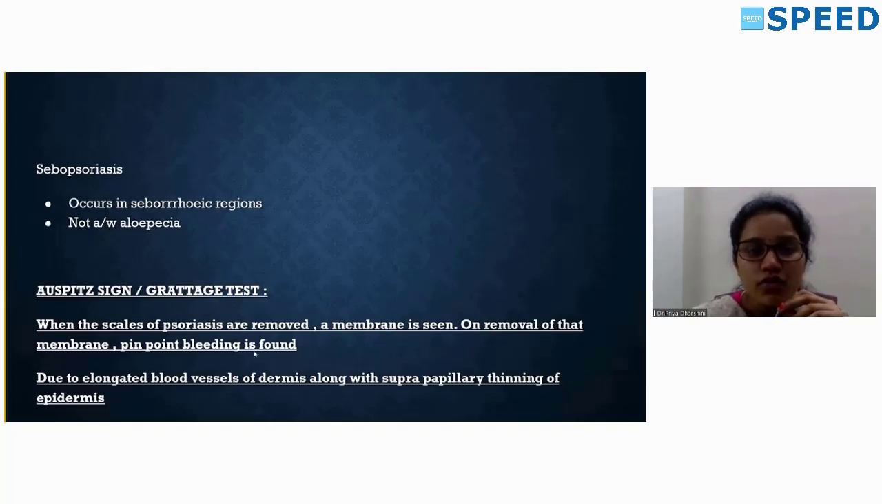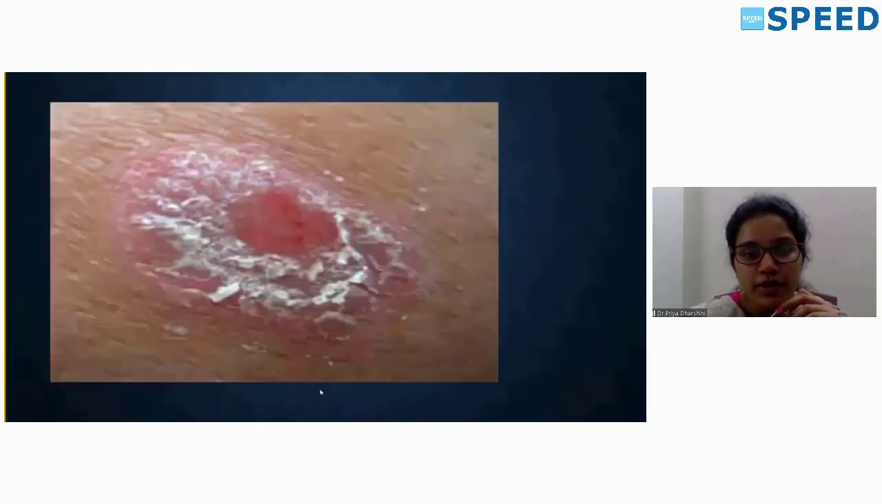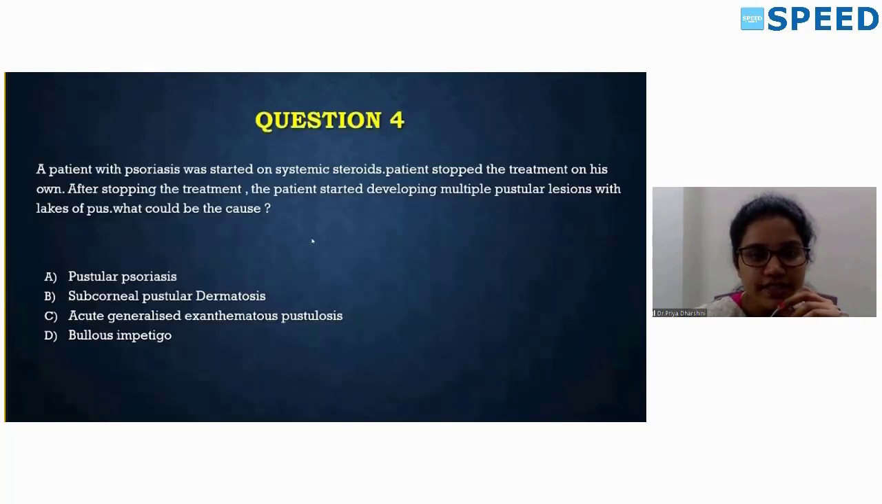On removal of that membrane, you can see pinpoint bleeding, due to elongated blood vessels, dermal capillary vessel dilation, and suprapapillary thinning of the epidermis. Here you can see, although the picture is not clear, multiple dotted vessels with pinpoint bleeding. This is a positive Auspitz sign. Next, a patient with psoriasis was started on systemic steroids, and the patient stopped the treatment on his own. After stopping the treatment, the patient started developing multiple pustular lesions with lakes of pus. What could be the cause?